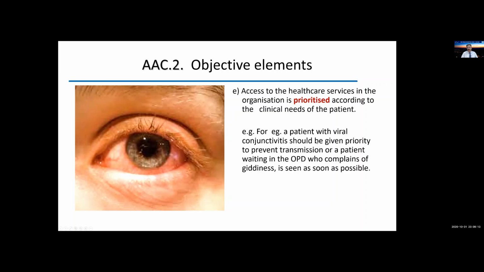AAC 2E, you need to prioritize the healthcare services as per the need of the patient. For example, you have conjunctivitis patients, or even during this COVID season, we've been seeing conjunctivitis patients. In that case, you need to prioritize these patients so that they don't spread the infection to others. And if you have a casualty or emergency OP in place, you can do a triage and see that these patients are sent off early after seeing them and treating them. And the staff should be aware of these processes. They should be trained about the triage for eye care diseases.